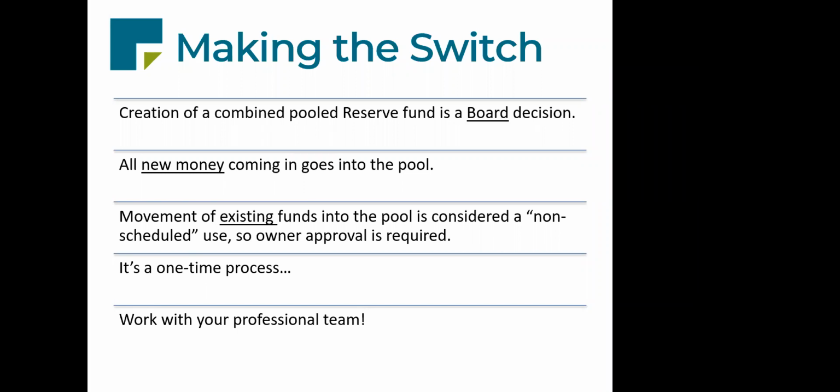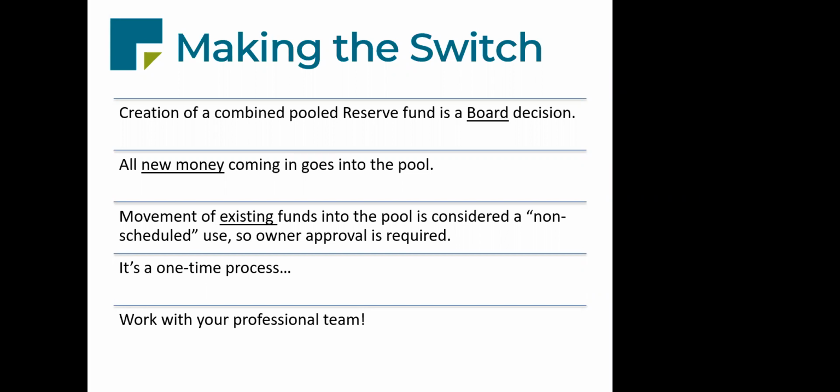It's basically the same idea as moving funds from one reserve account to another. It's considered a non-scheduled use of those reserve funds. So the same voting process is required as if you were moving money, for example, from painting reserves to elevator reserves. Now, the good news is that this is a one-time process. You don't have to take that vote every year when you adopt your budget.